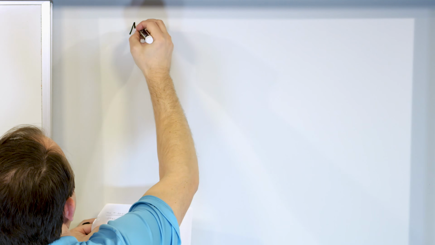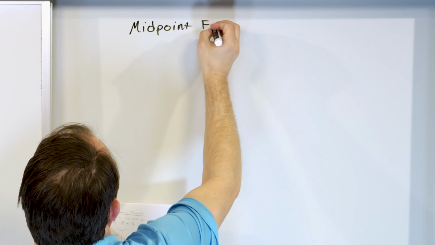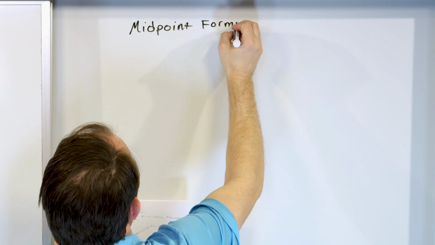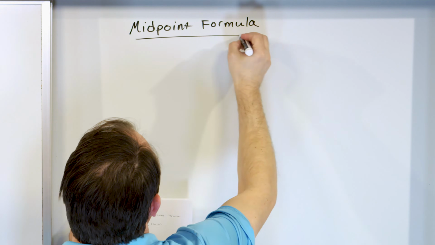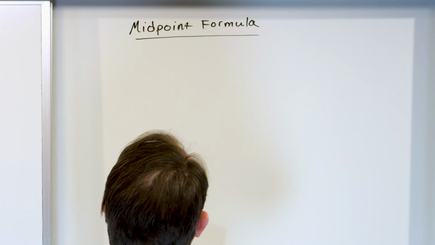And so we have something called the midpoint formula. Now again, I don't want to just blab it out for you. I want you to understand where it comes from. So we have something called the midpoint formula. It's very easy to understand. It's actually easier to understand than any of the other guys here.